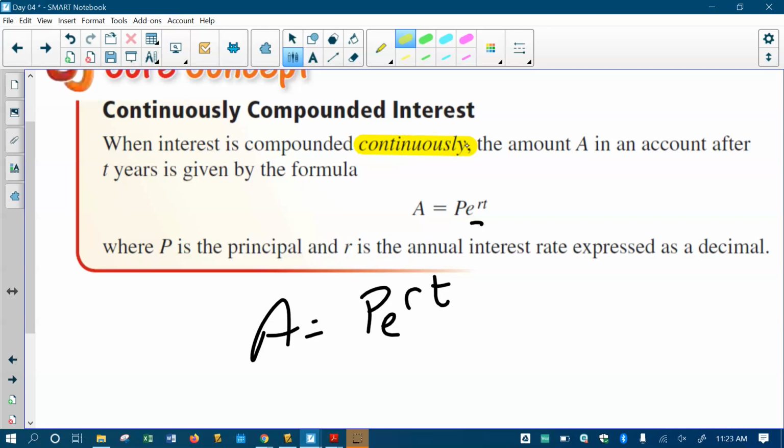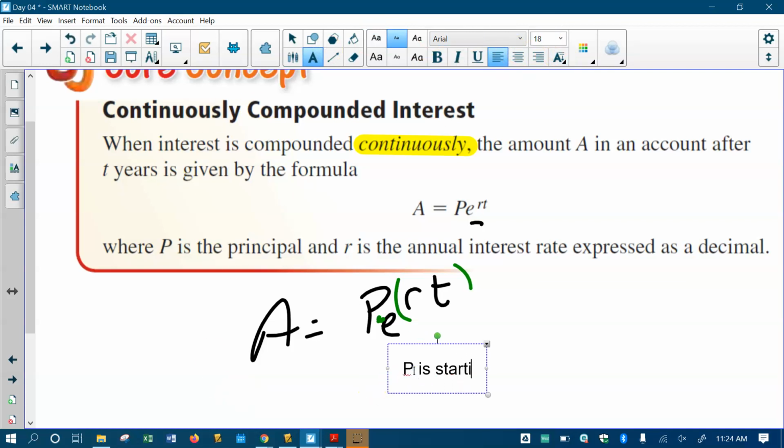And what that means is we're taking our interest and dividing it up beyond every second, continuously, without any interruption. And it's going to be easier in the sense that we don't have that long, complicated formula. We're just going to have P times e to the rt. I want you to also know that we are doing a times between P and e, and rt should be multiplied together. I also had before that P is the starting amount, and we did a little bit of this the last time. P is the starting amount. R is the rate as a decimal.